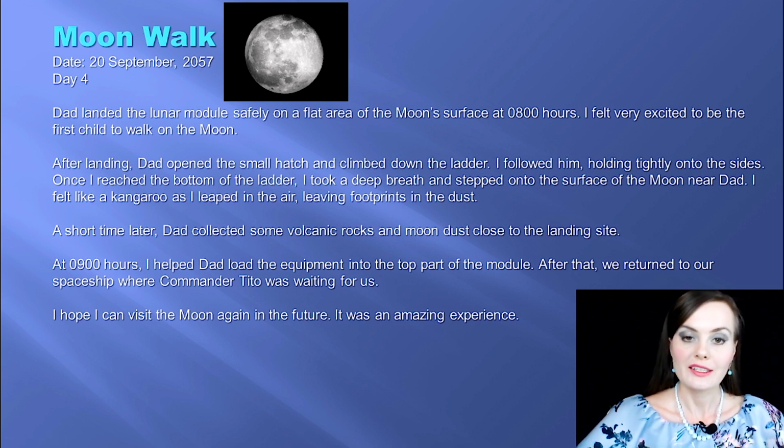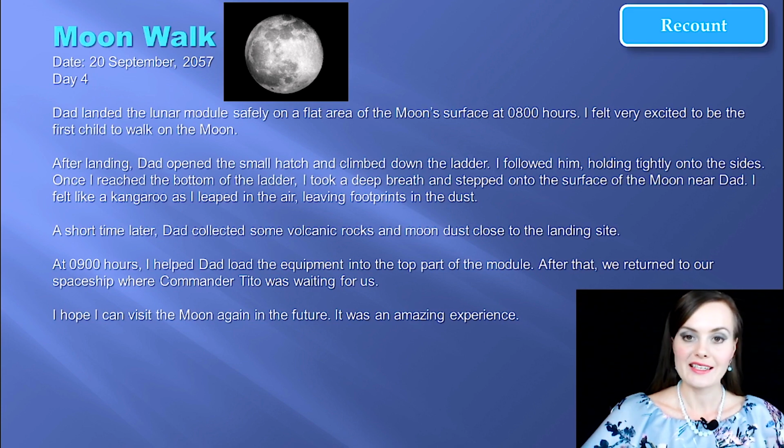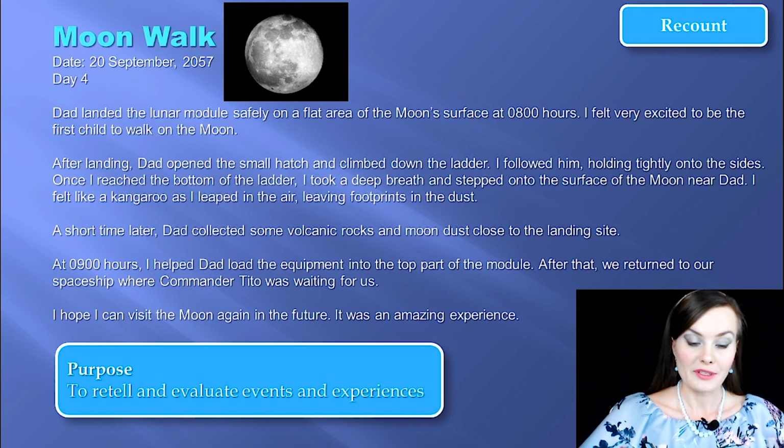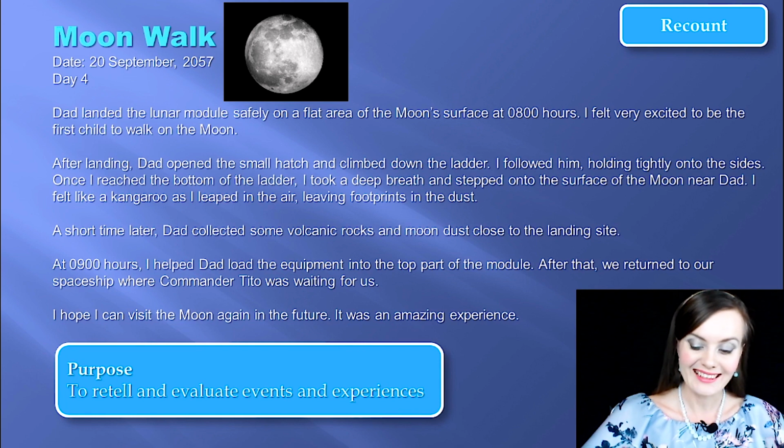Okay, and who is the text about? It's about a boy, right? We don't know his name, about his dad, and also we can see here a little bit about Commander Tito, right? But mostly about a boy and his dad. Okay, let's keep going. So again, this is a recount, and the purpose of the recount is to retell and evaluate events and experiences. As you could see in this text, a boy recounted or retold us his events and his experiences on the moon, right?